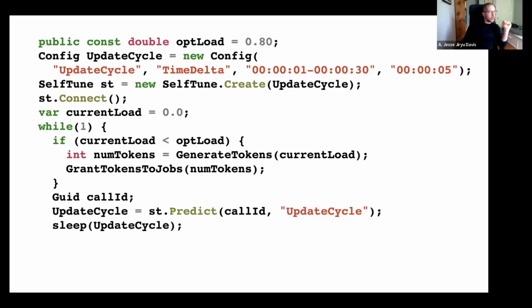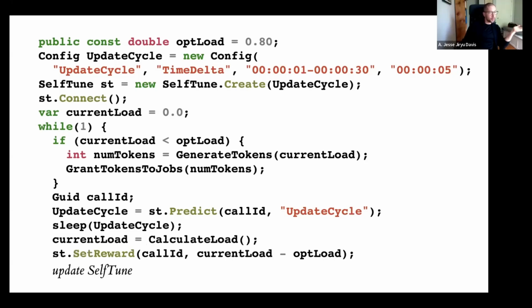Then you implement it. In this case, the system does it by sleeping for some update cycle. That's the tunable parameter. In other systems, it could be that you scale the systems to a certain size, or whatever, you implement its advice. And then you calculate the reward function. In this case, you calculate the load, and you compare it to the optimum, and you tell SelfTune what the outcome was. When you do that, you pass back in that same GUID that you used with the predict call.